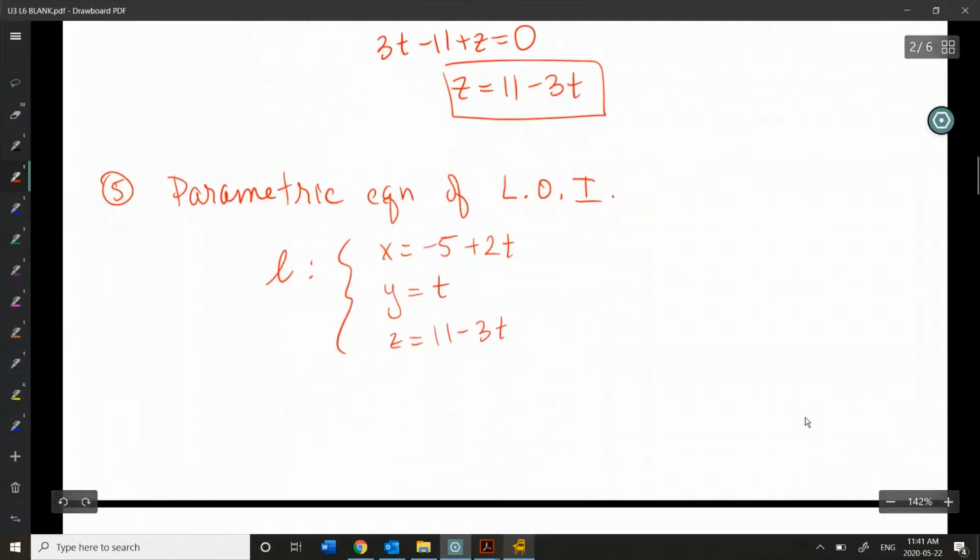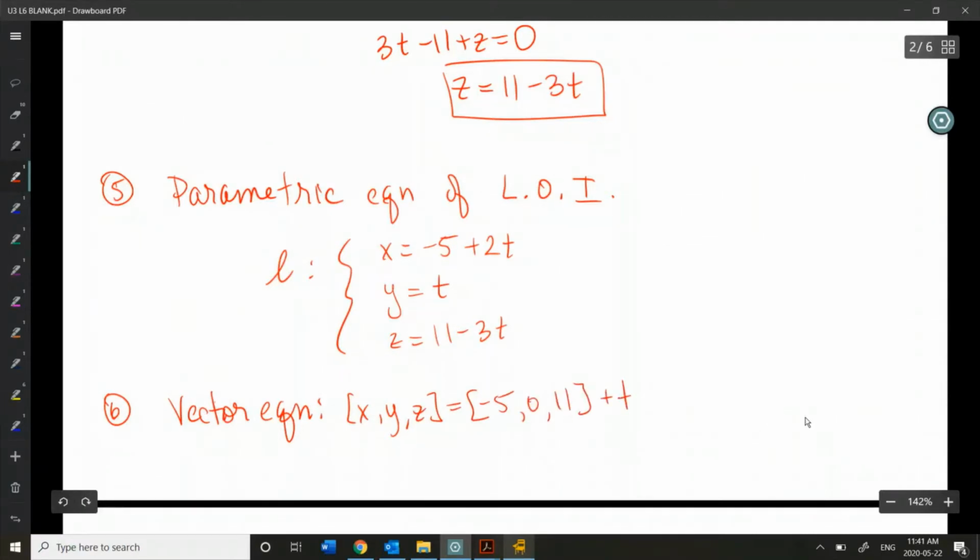So if I were to create a vector equation, just as a final answer here, I'd be saying x, y, z is equal to the position vector, which is -5, 0, 11, plus our parameter t times, we can see the direction vector kind of buried in there, 1, 1, -3. So using 0 for t to get our position vector, and then using the coefficients of t to get your direction vector here.